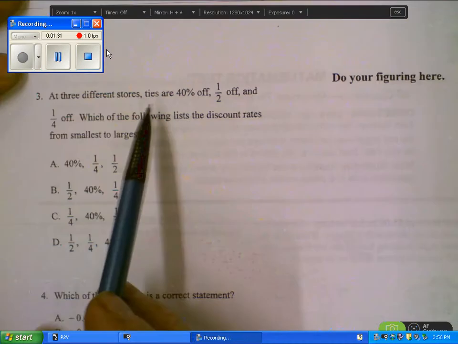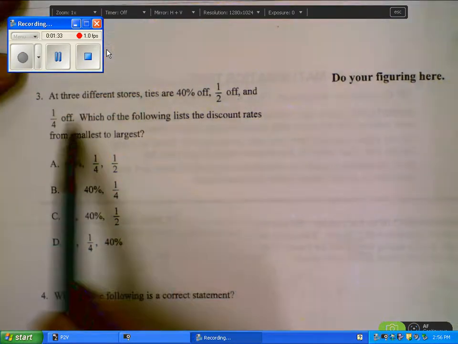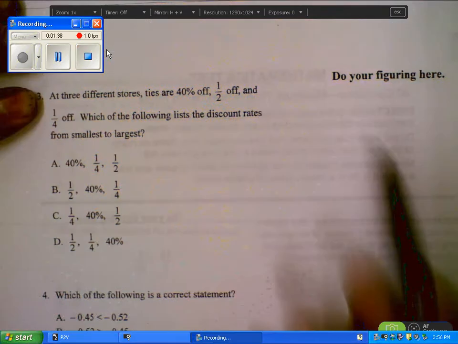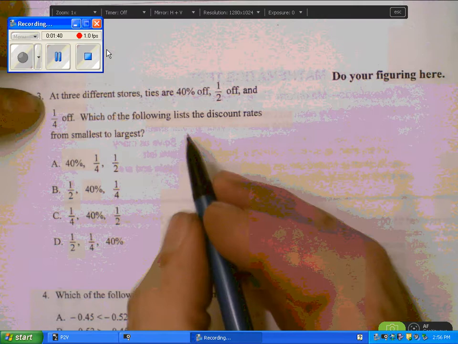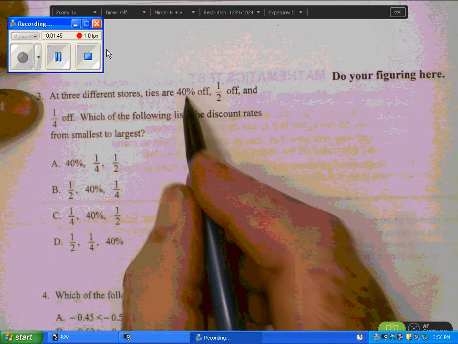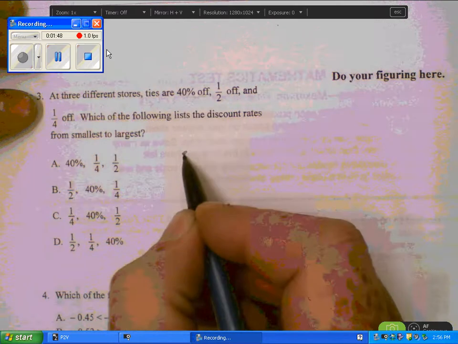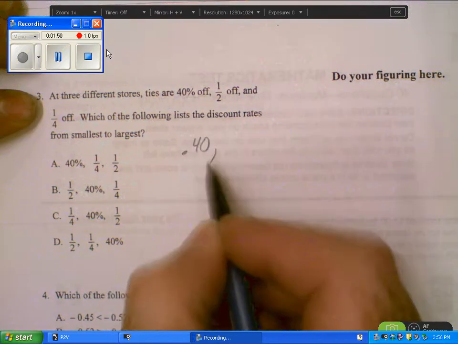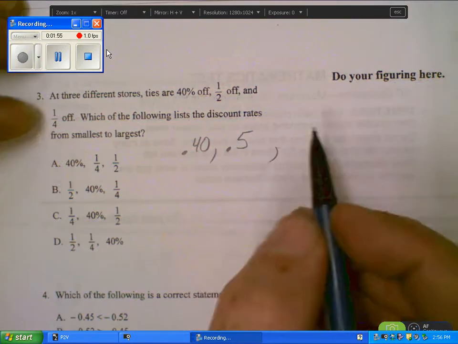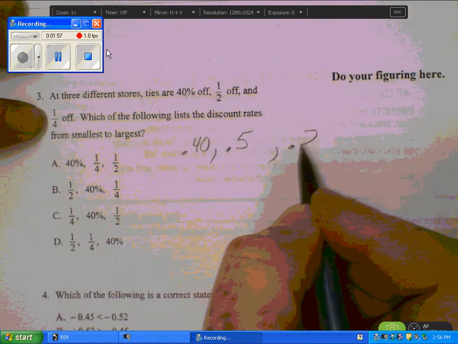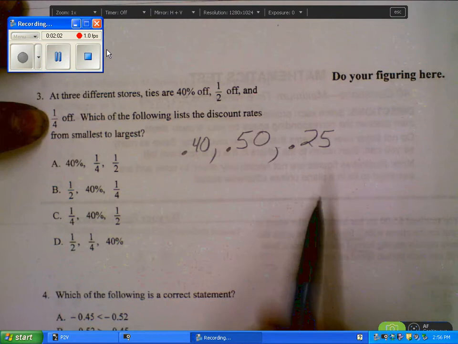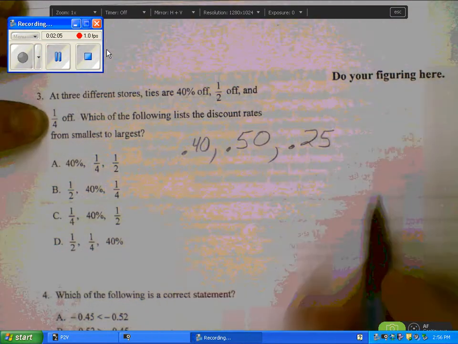At 3 different stores, ties are 40% off, half off, and a quarter off. Which of the following list the discount rates from smallest to largest? So the first thing we need to do is change all of them into the same form so we can compare them. It's probably easiest to change them all into decimal form. 40% as a decimal, you just bump the decimal over 2 places, is 0.40. 1/2 as a decimal is 0.5. 1/4 as a decimal is 0.25. If it helps you to put that 0 on the end of that 5, you can compare them a little easier.